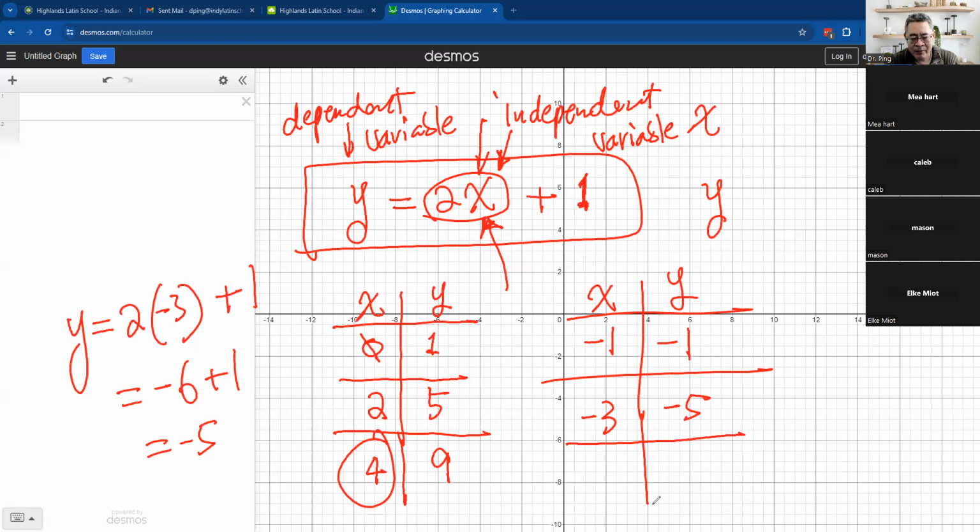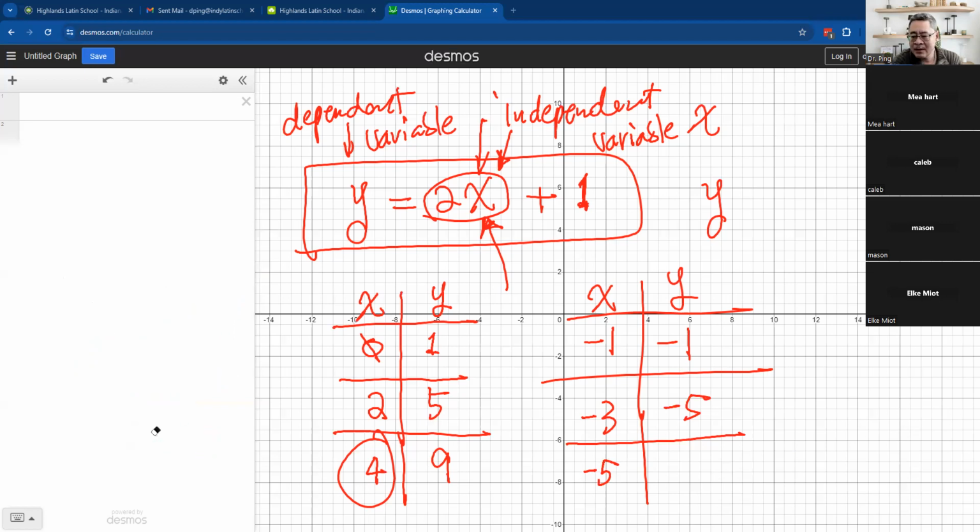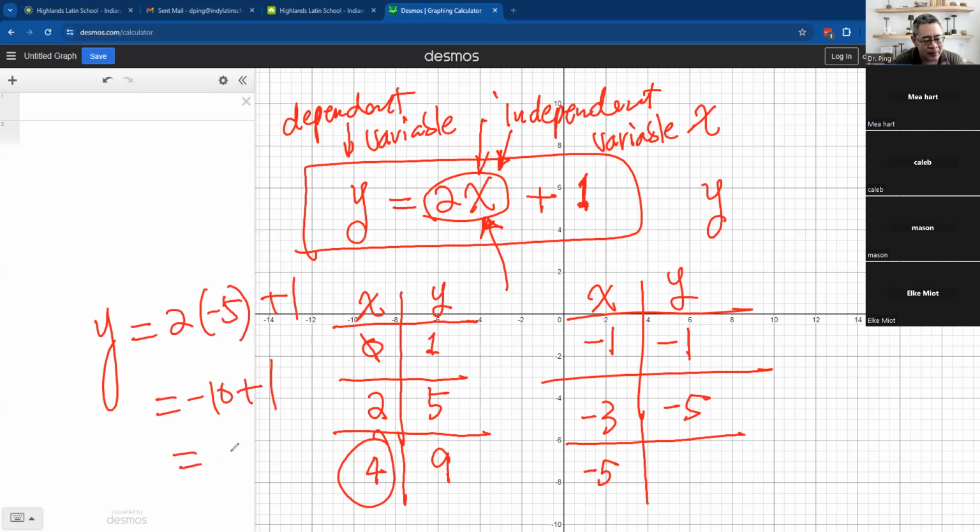All right, and I'll give you the last one for this function. So what happens if x is -5? Good job, Mia. Good job, Caleb. Good job, Mason. Okay, so in this case, what we got here is y = 2 times -5 plus 1, -10 plus 1 is -9. So we got that.